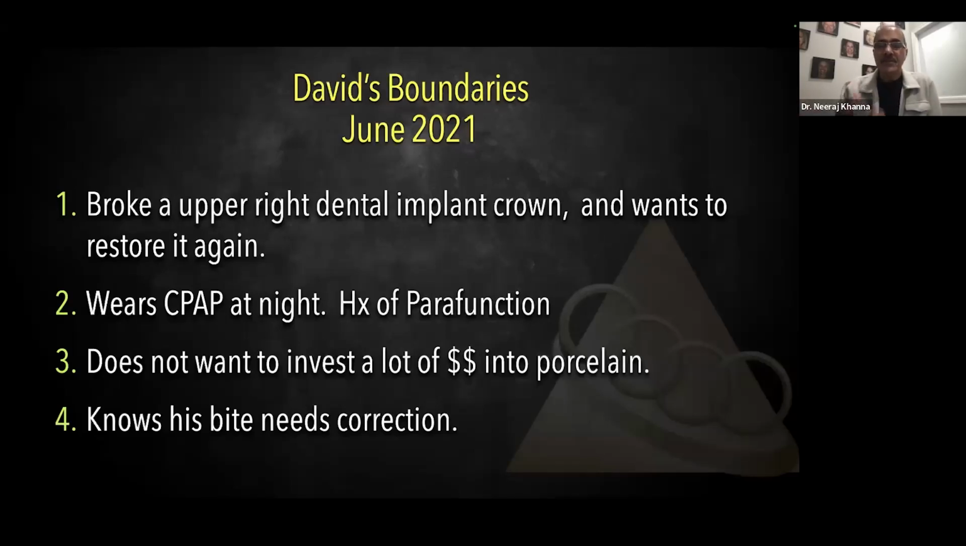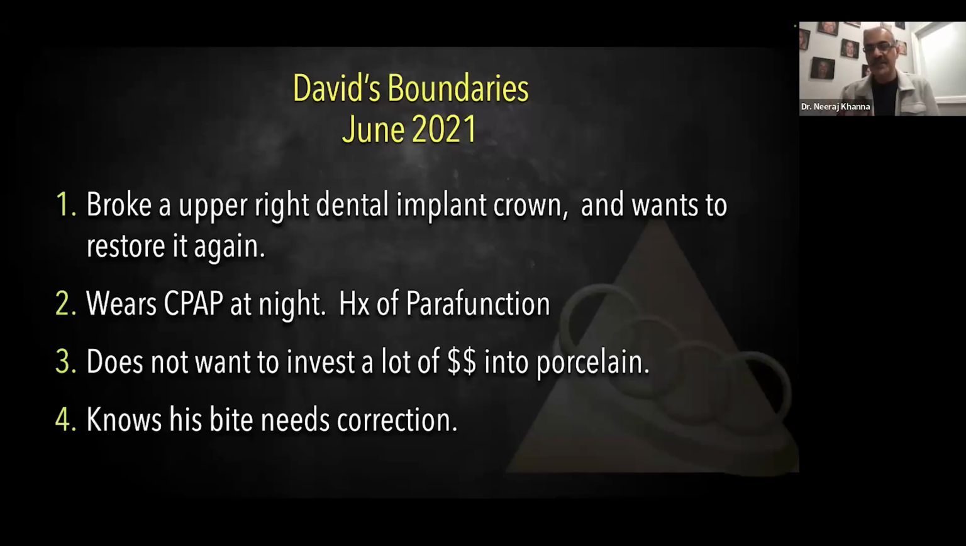However, he's got sleep apnea. He has history of parafunction. He does not want to invest a lot of money in porcelain. And so my boundaries are very limited for him, but I have to somehow find a way to respect those boundaries. And here's the most important part. He knows his bite needs correction. And so this patient, David, is purely functionally driven. He is not aesthetically driven.